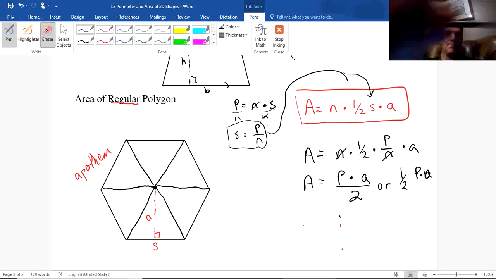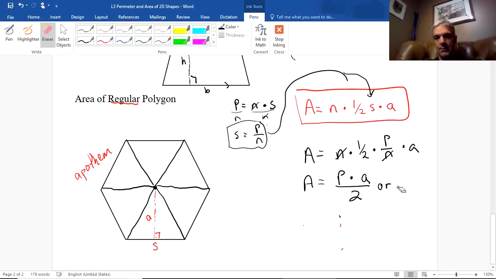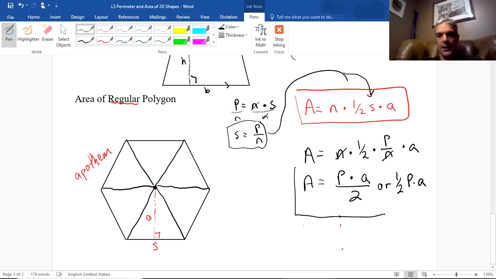I kind of messed that up. Let me rewrite that a bit better, a little neater. A equals 1/2 p times a. And so a is your apothem, your distance here, and p is your perimeter all the way around the outside. And so this is a way for you to use the formula for finding the area of a regular polygon, okay?